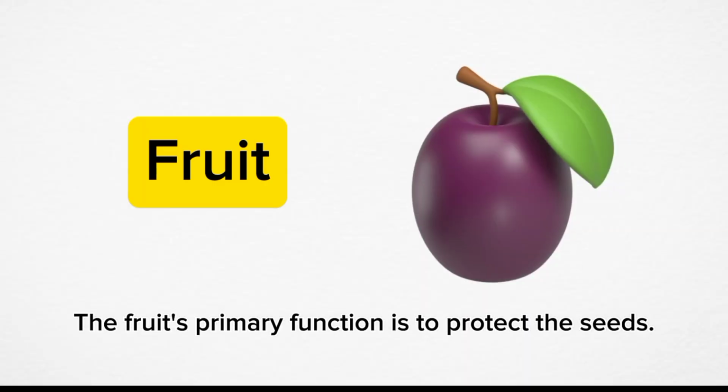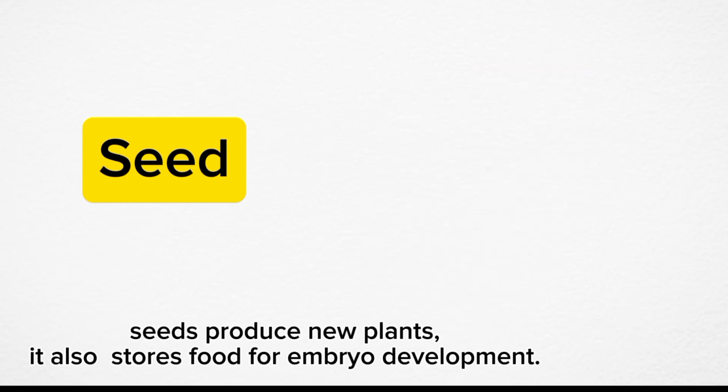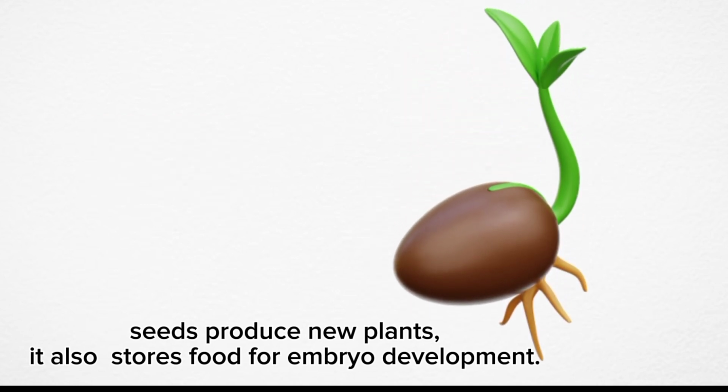The fruit's primary function is to protect the seeds. Seeds produce new plants. They also store food for embryo development.